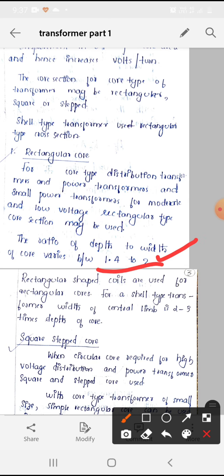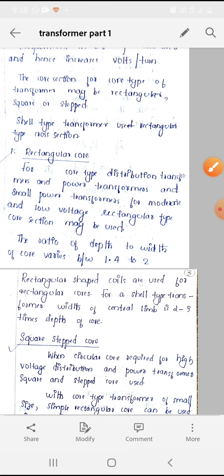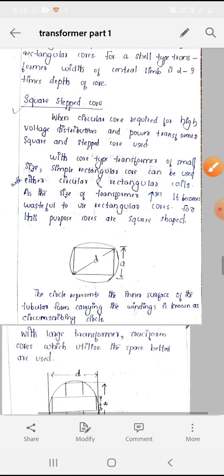These ranges in EMD we need to study, as we won't be having any data sheet or anything. We need to remember or memorize these ranges somehow. Rectangular shaped coils are used for rectangular cores. For shell type transformers, the width of limb is 2 to 3 times the depth of core.